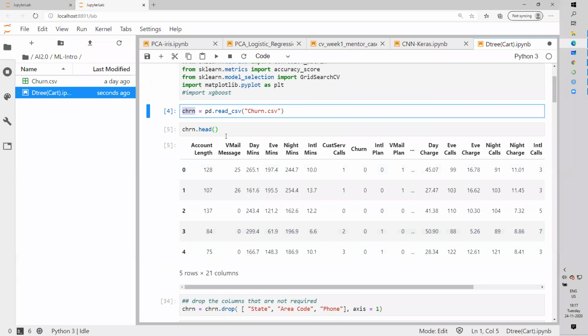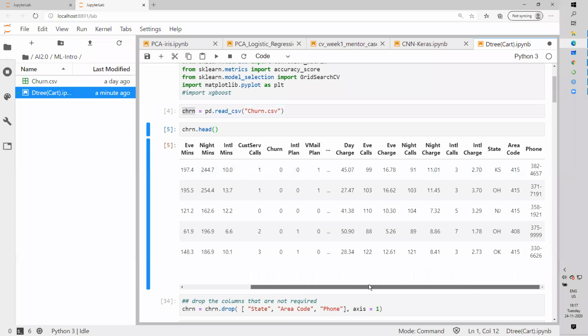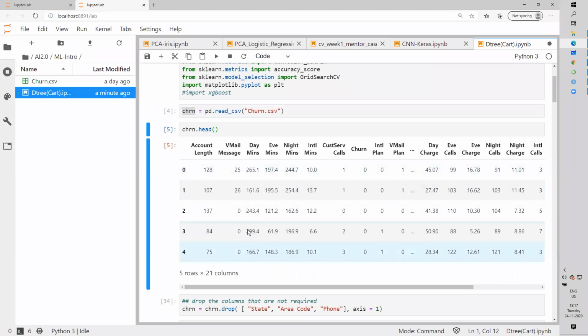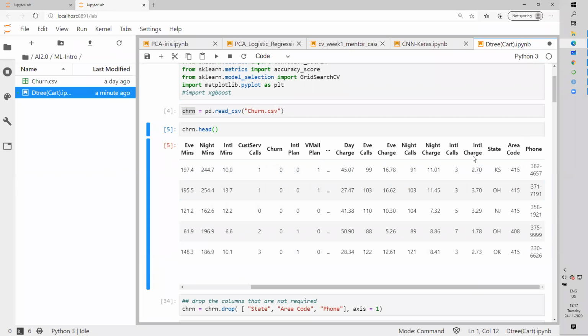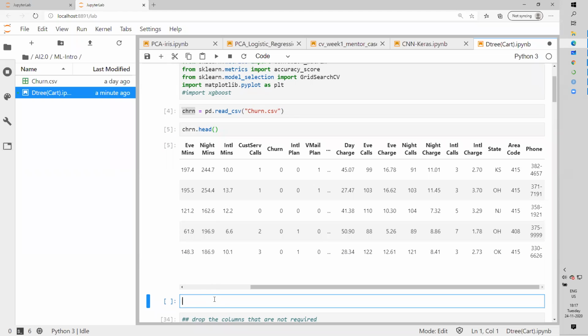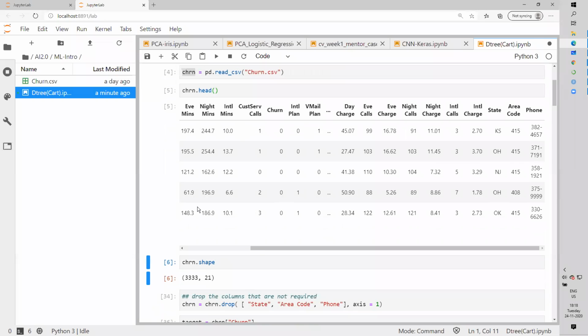And you can look at this. I have printed a few records for you. So these are all the observations that we have, and these are all the variables, the variable names that you can see. Let me show you churn.shape, so that this table now has 3,333 observations and 21 variables, 21 columns.